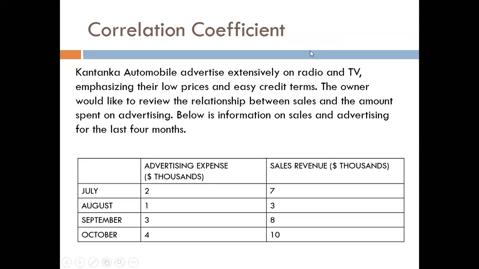Now we have an example. We have an engineering firm here, Kantanka Automobile, which advertises extensively on TV, emphasizing their low prices and easy terms of payment. The owner would like to review the relationship between the sales they make and the amount they spend on advertisements. Below is the information on sales and advertisement for 4 months. So we have data from July to October, the amount spent on advertisement, and then the sales, the revenue which is made.